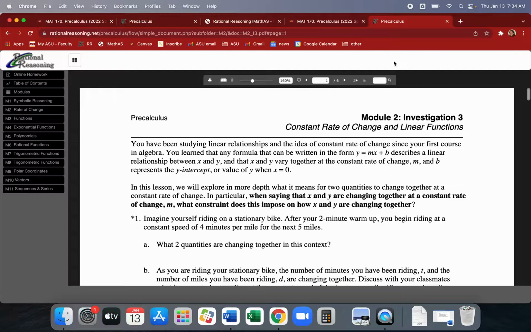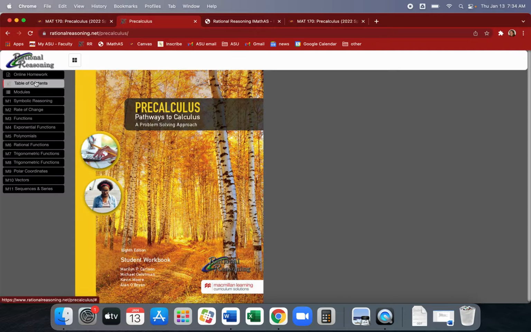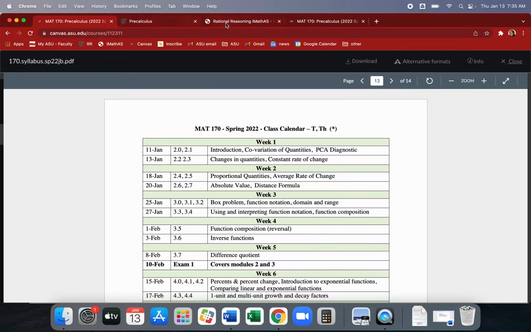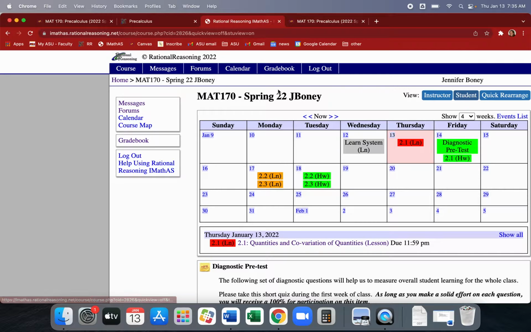So in any case, this is the textbook section of Rational Reasoning. The other section is what I had previously right when I started the class. I'll just go here faster. All right, so if you click the iMath AS link on that, the online homework link instead of the textbook link, it goes to this.